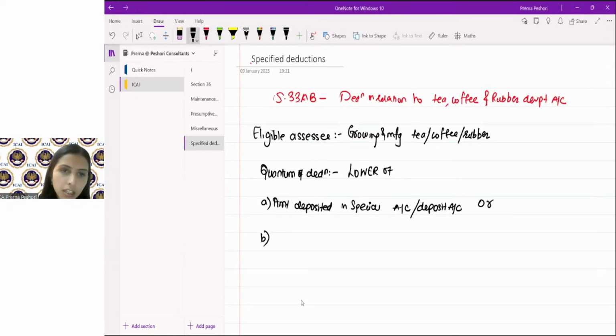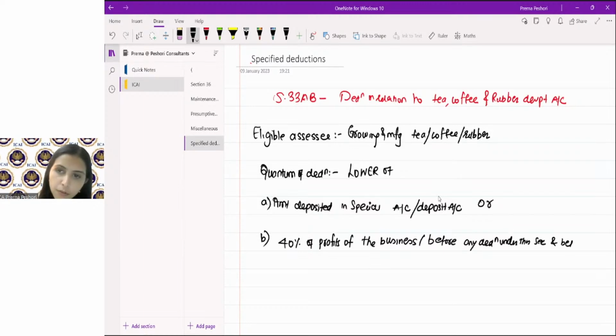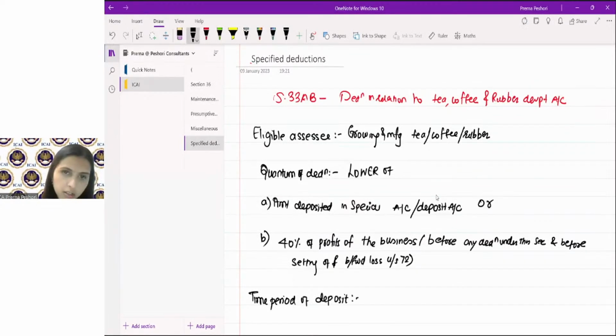40% of the profits of the business, before any deduction under this section and before setting off brought forward loss under section 72. So 40% of the profits of such business.